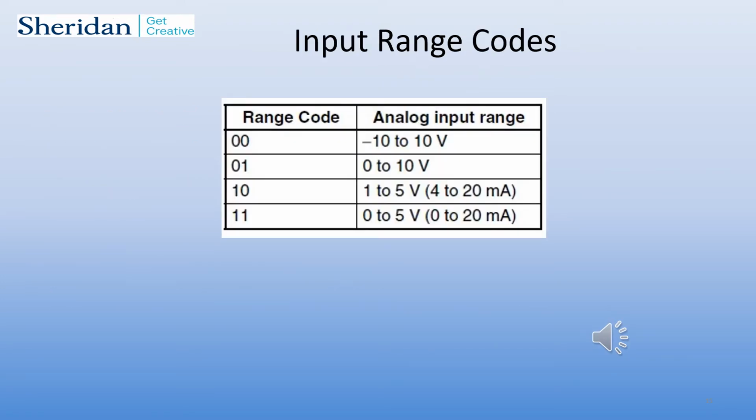Here are the range codes for the input channels. As you see there, common ones that we would use are 1 to 5 volt or 4 to 20 milliamp. 1 to 5 volt is 10. 0 to 5 volt is 11. 0 to 10 volt is 01. And this is entered into the range code for each channel.